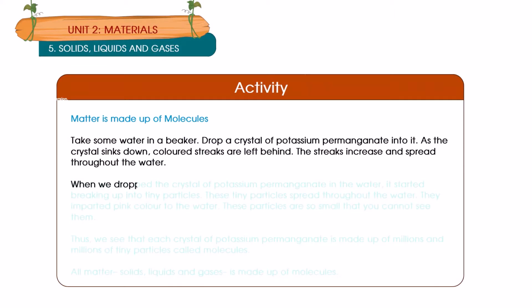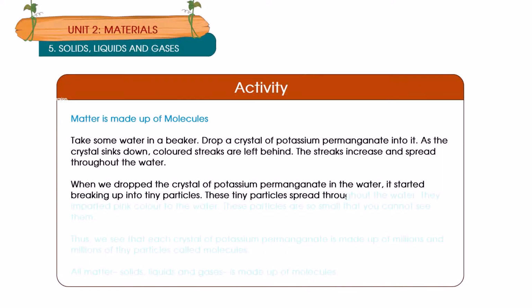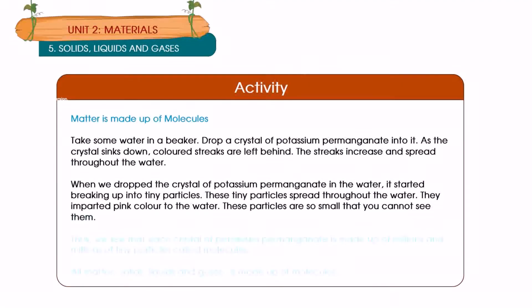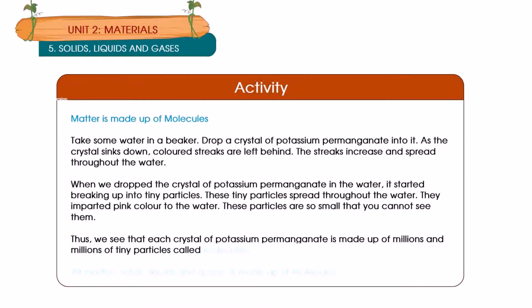When we drop the crystal of potassium permanganate in the water, it starts breaking into tiny particles. These tiny particles spread throughout the water. They impart pink color to the water. These particles are so small that you cannot see them. Thus, we see that each crystal of potassium permanganate is made up of millions and millions of tiny particles called molecules. All matter, solids, liquids, and gases, is made up of molecules.